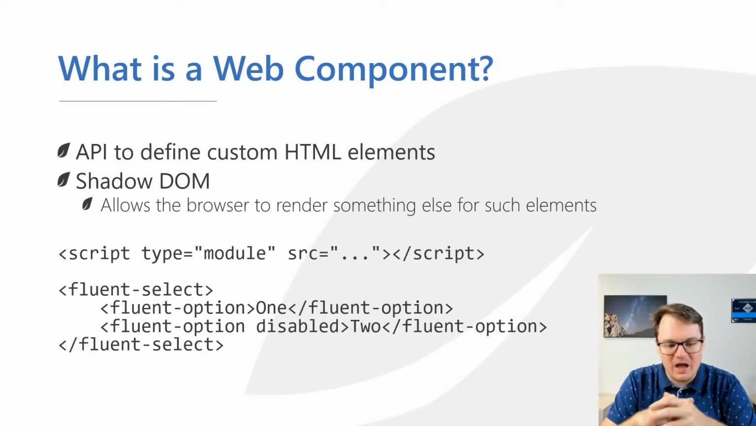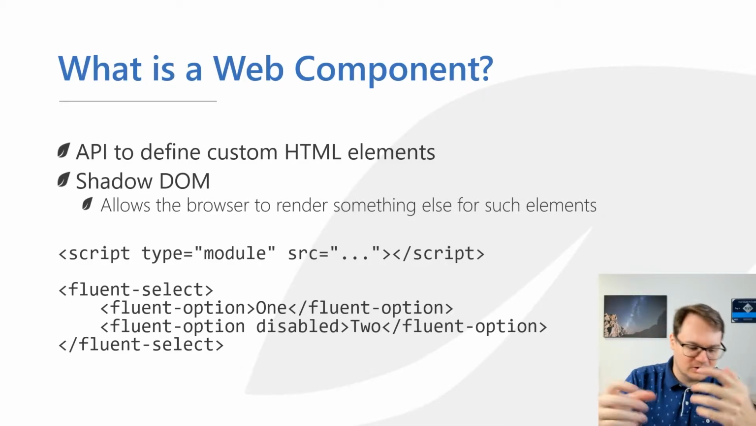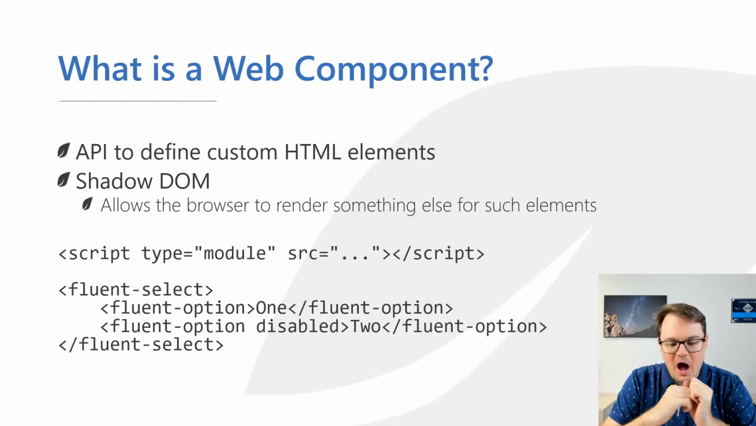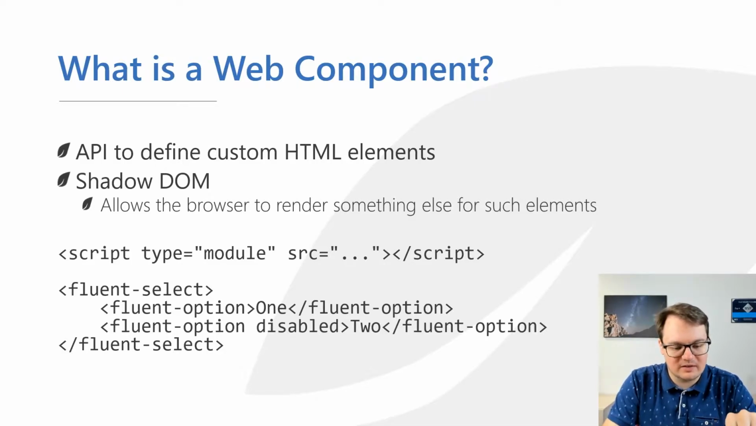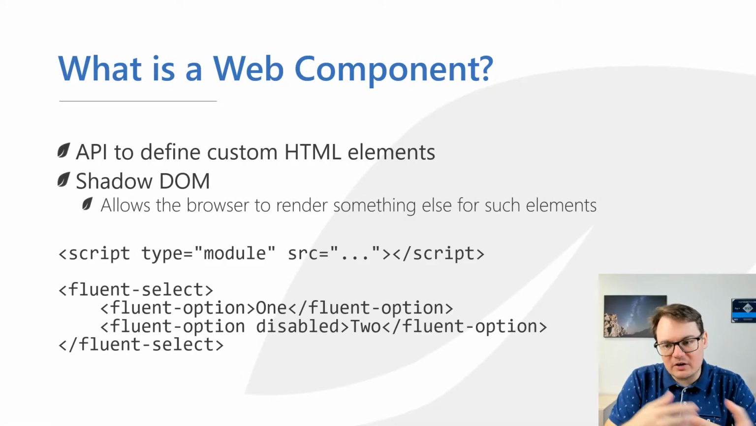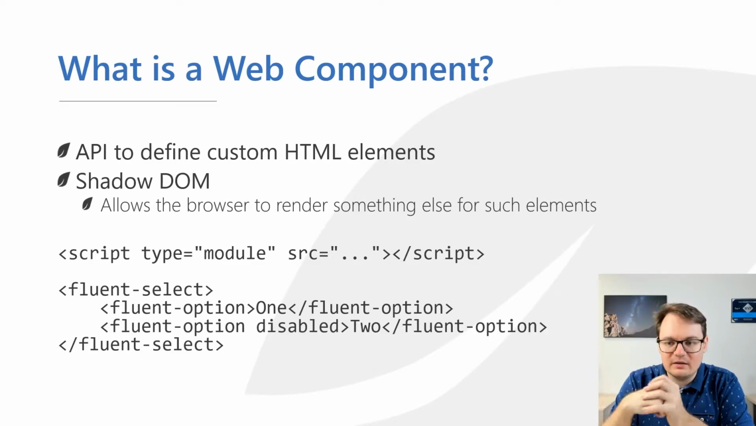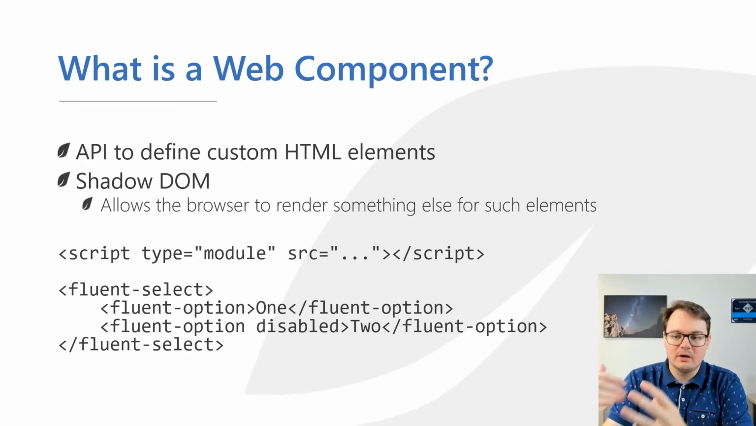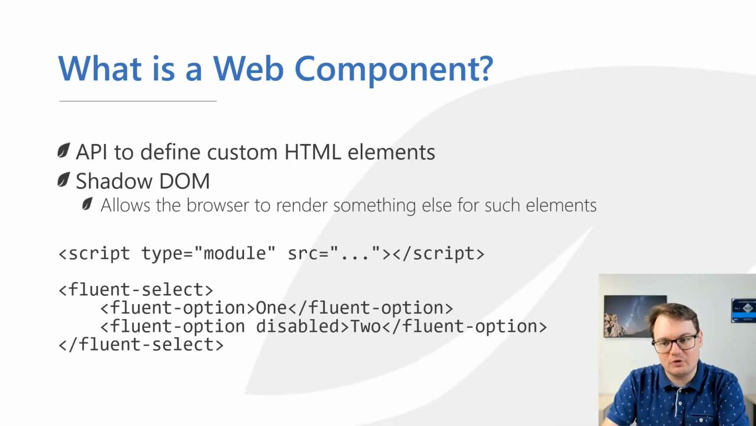And the second piece of this puzzle is the shadow DOM, document object model, and basically it allows the component to specify how this element should look. So in the HTML page there will be the Fluent select element, like in this example, but what is being rendered will be some divs with some CSS classes and other hierarchy inside, and that's called shadow DOM because it's not in the real DOM of the page, but it is what the browser will be rendering.